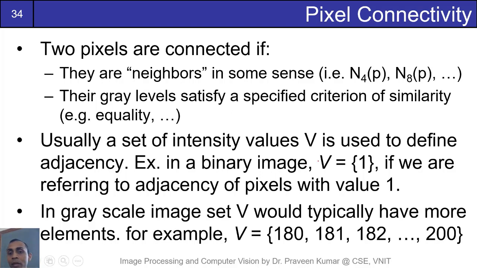In a binary image, normally we have only two values, 0 and 1. So normally we'll decide either connectivity between 0 pixels or connectivity between 1 pixels. So our set V over which we define equality will be just either set 0 or set 1. In a gray level image, we may have a larger set. So we may say that all the pixels having intensity between 180 and 200 will form one connected set if they are neighbors and if they all have intensity values within this set.